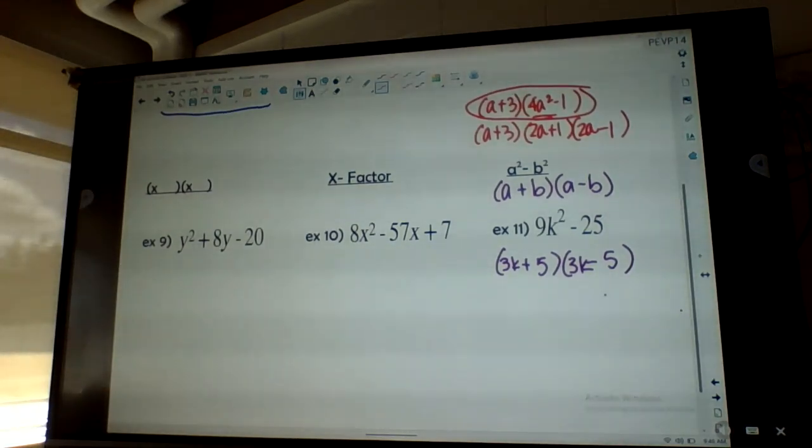So that's that difference of squares factoring. Again, that's on our chart. Definitely put an example of that on your note card.